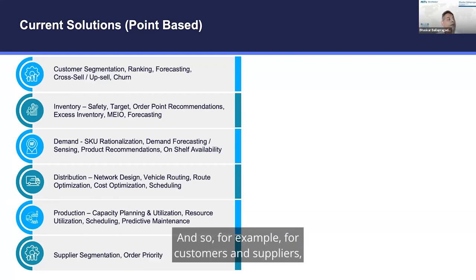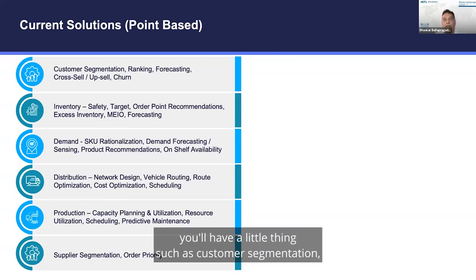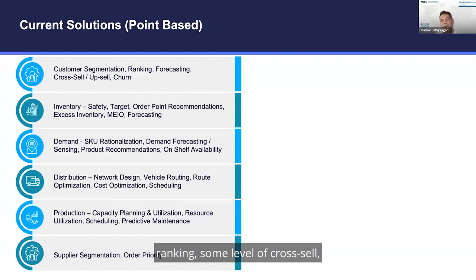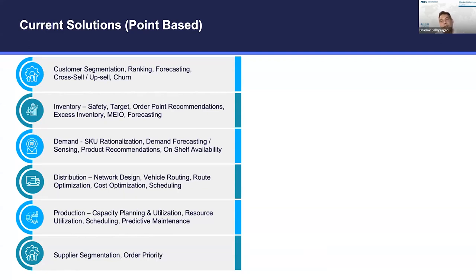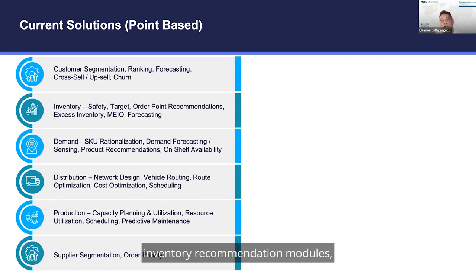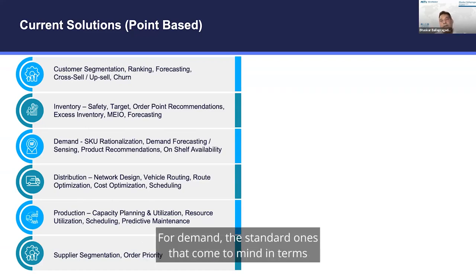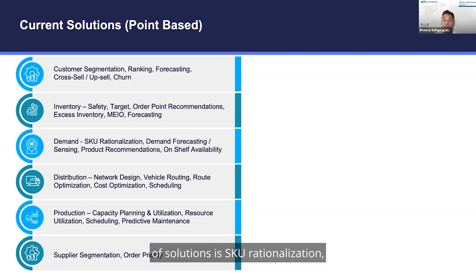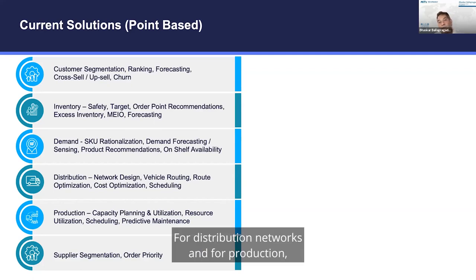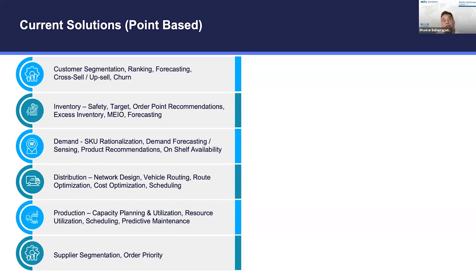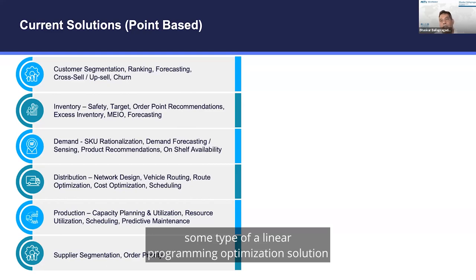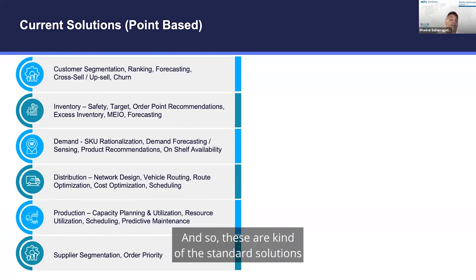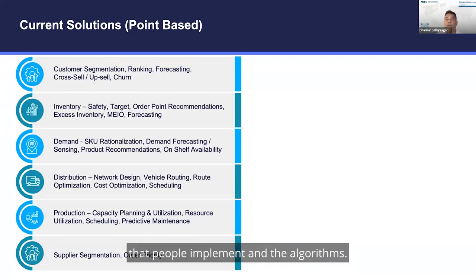And so, for example, for customers and suppliers, we'll do things such as customer segmentation, ranking, some level of cross-sell, upsell, churn analysis. For inventory, there are standard inventory recommendation modules or solutions that are built out. For demand, the standard ones that come to mind are SKU rationalization, forecasting, et cetera. For distribution networks and for production, some type of a linear programming optimization solution happens. And so these are the standard solutions that people implement.